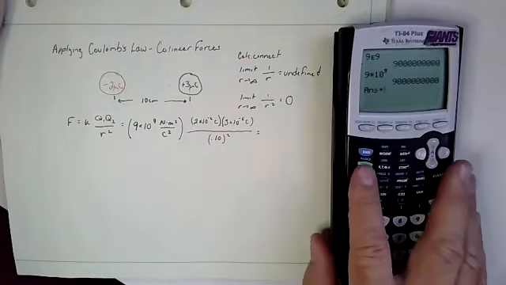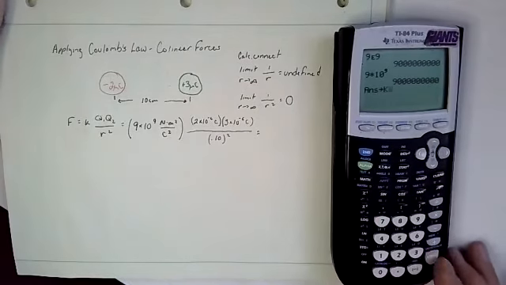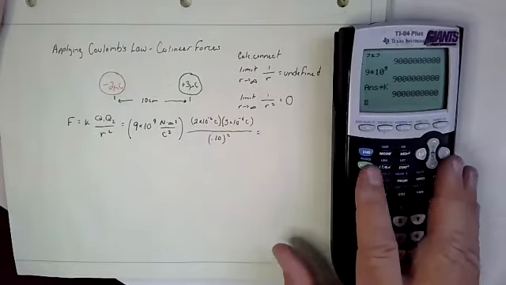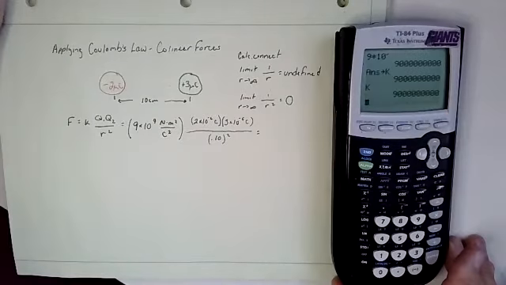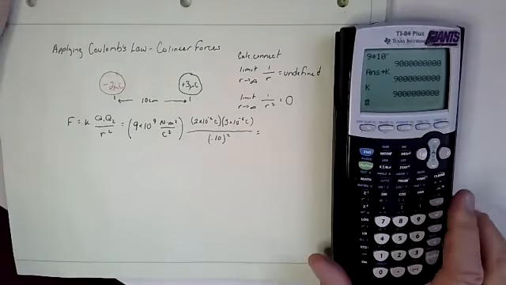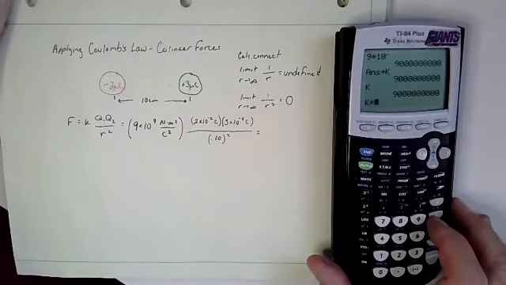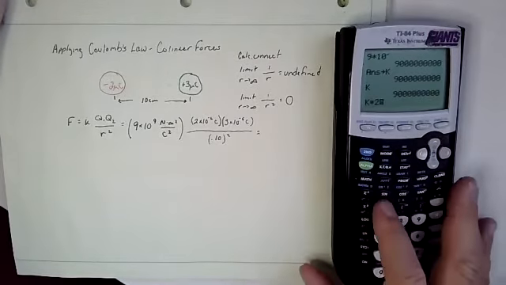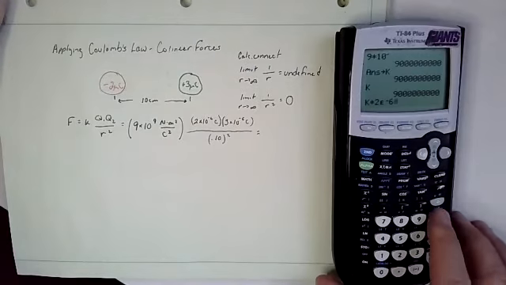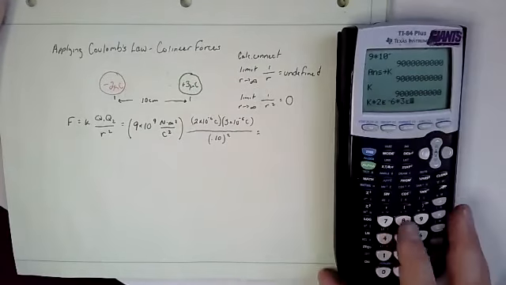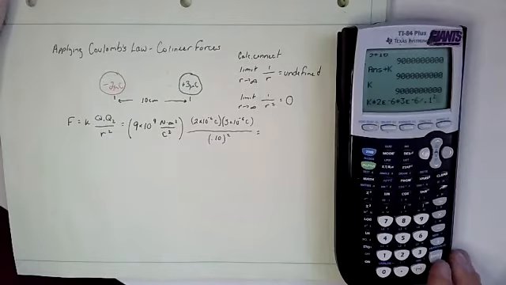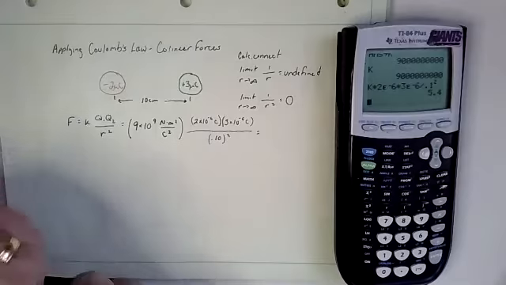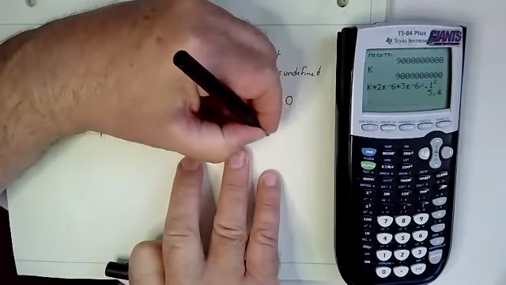So I'm going to store it as the letter K. Then in the future, all I have to do is call up the letter K. And there it is. So that's handy. All right, so let's proceed then. This is K times 2E minus 6 times 3E minus 6 divided by 0.1 squared. Okay, and we get 5.4 newtons.